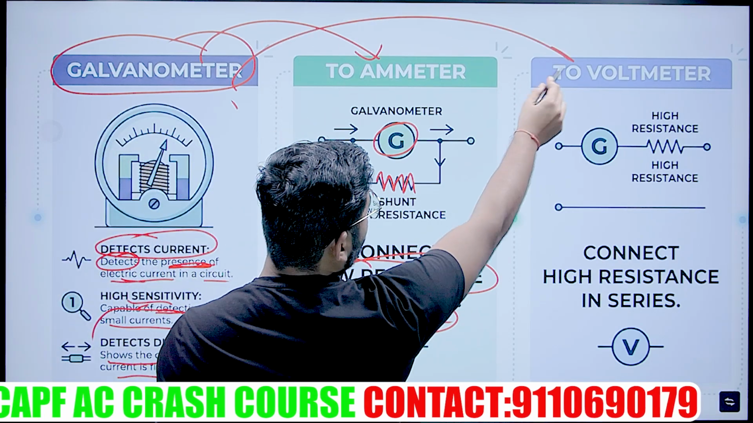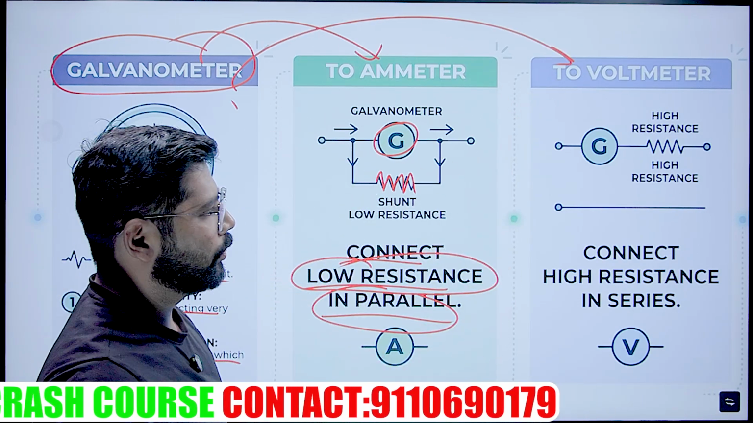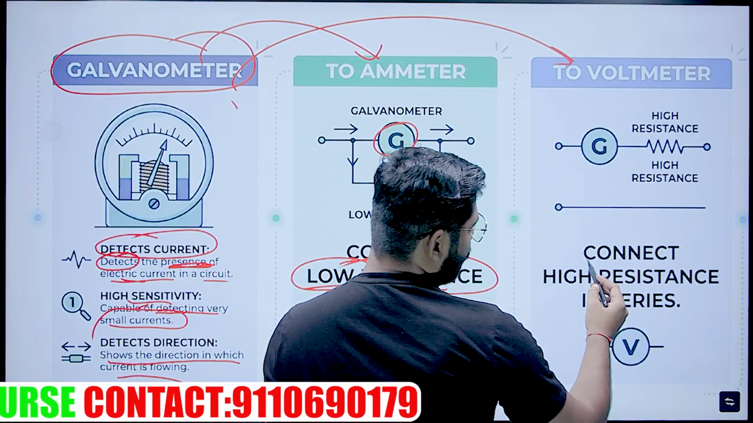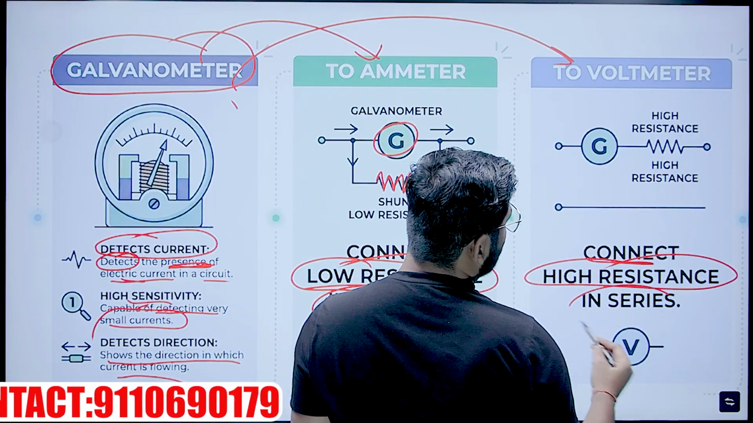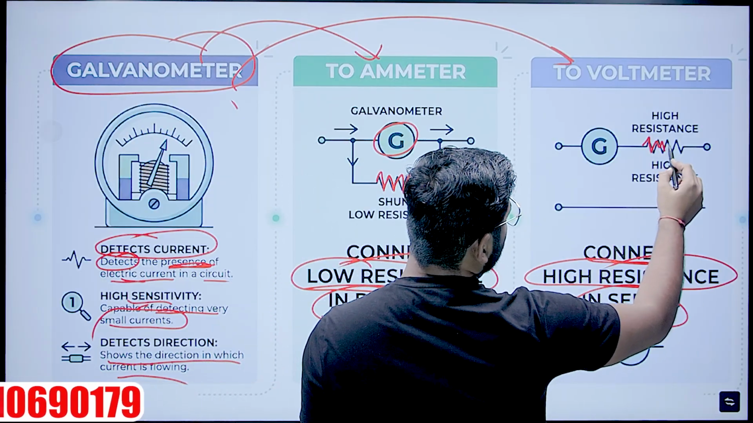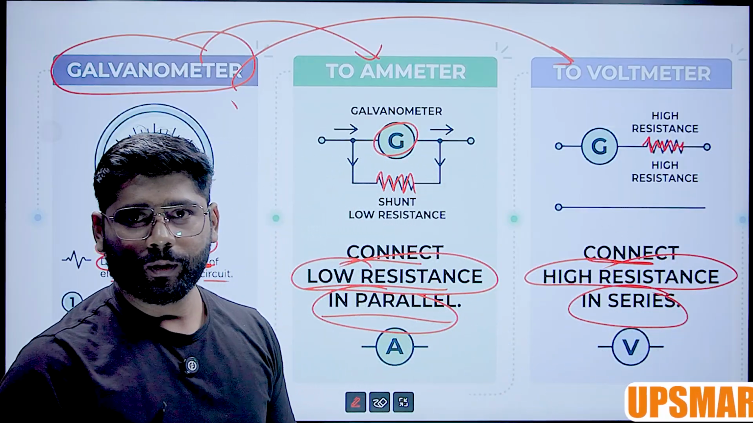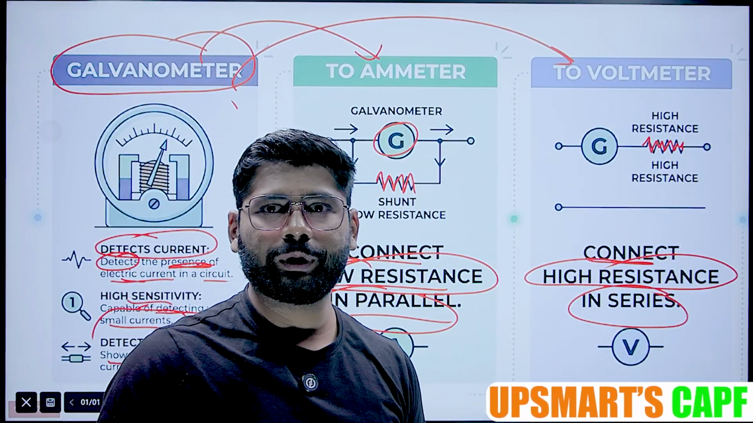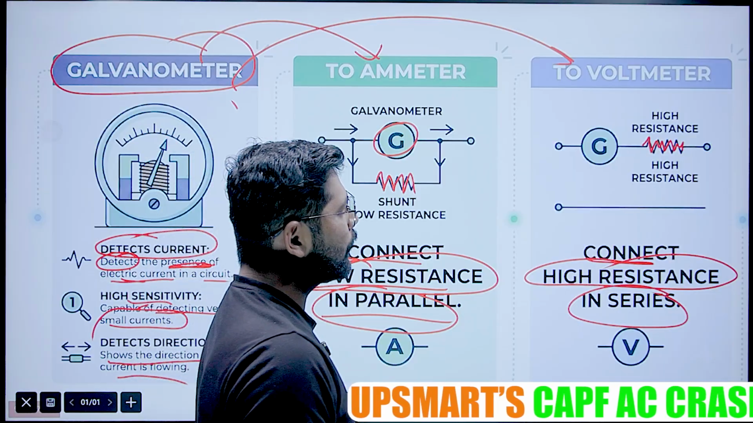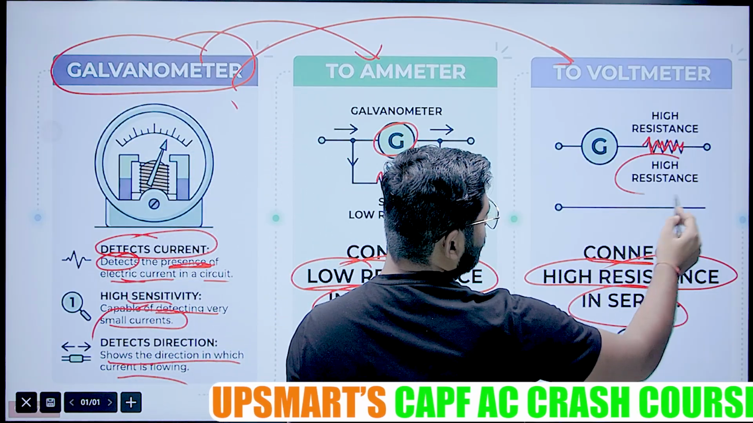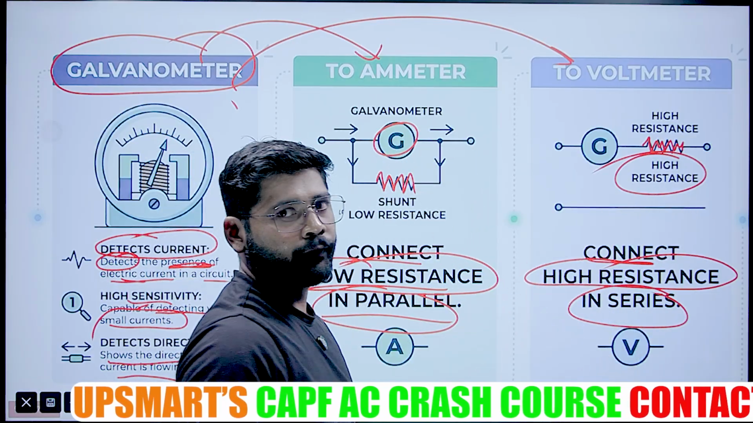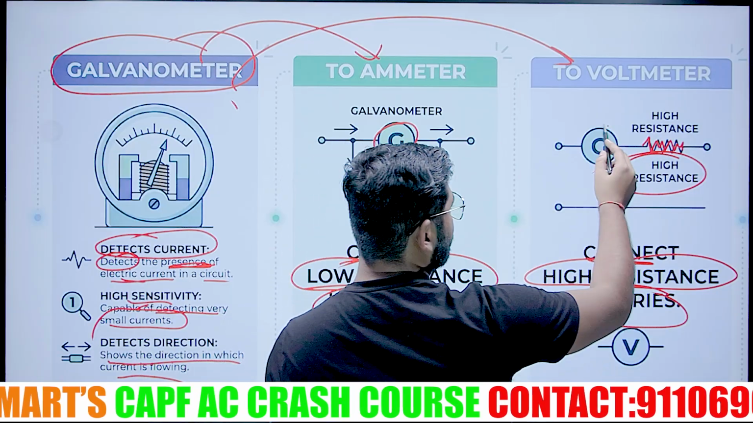And when it comes to converting a galvanometer to a voltmeter, what we need to do is connect a high resistance in series. Because a voltmeter will measure the pressure, or flow, of the current. Measuring the flow of the current means we need to allow the current to move. So first the galvanometer will detect this.